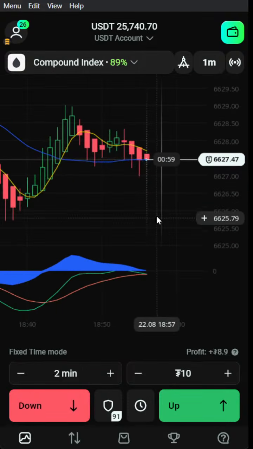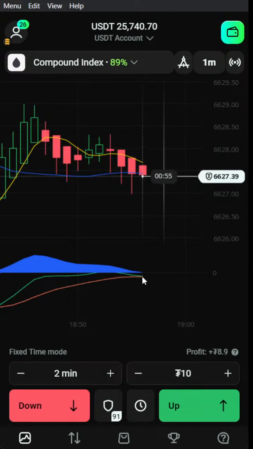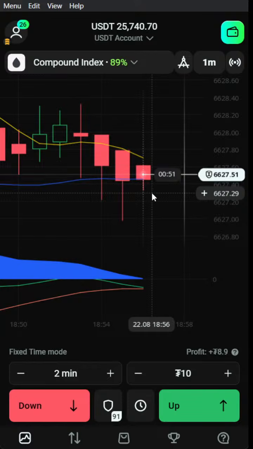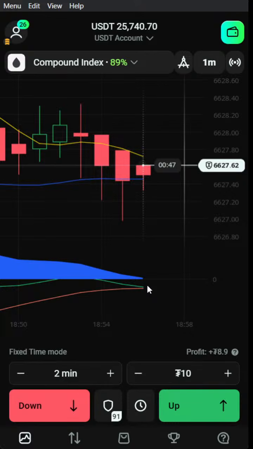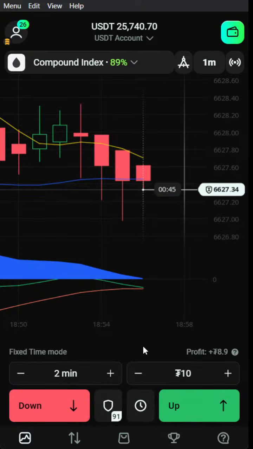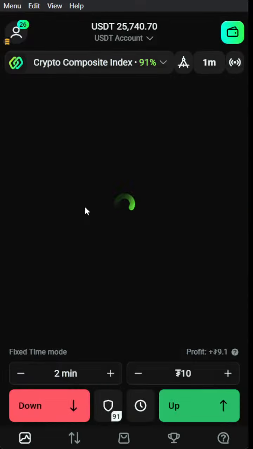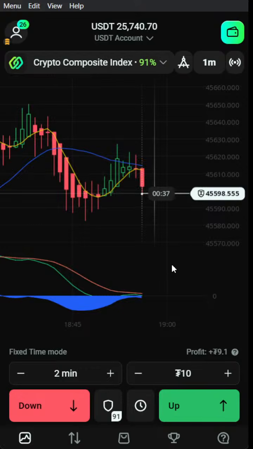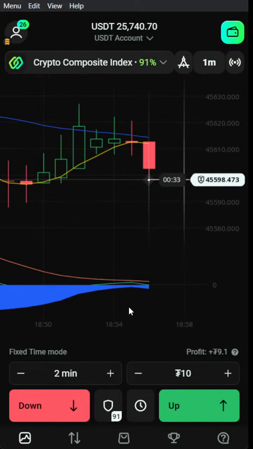For example, over here, you see that the MACD has still not shifted below the zero line. The color of the candle is red, but MACD has still not shifted. So we are going to wait for the MACD to shift. Maybe some other asset already has the shift going on. Do you see this? MACD is below the zero line.